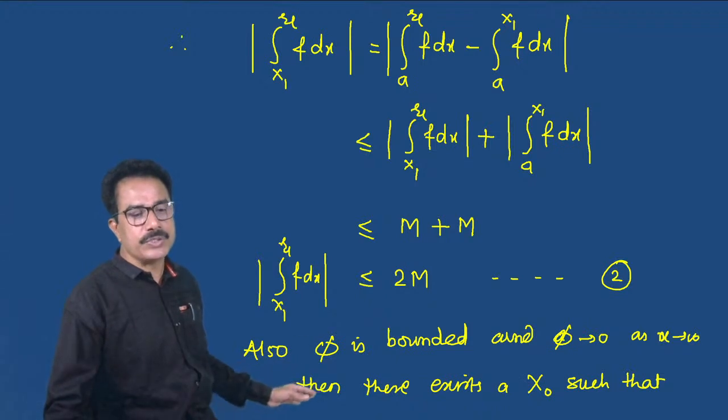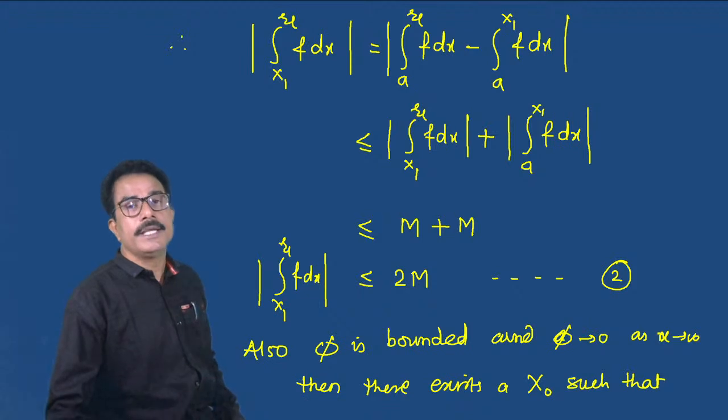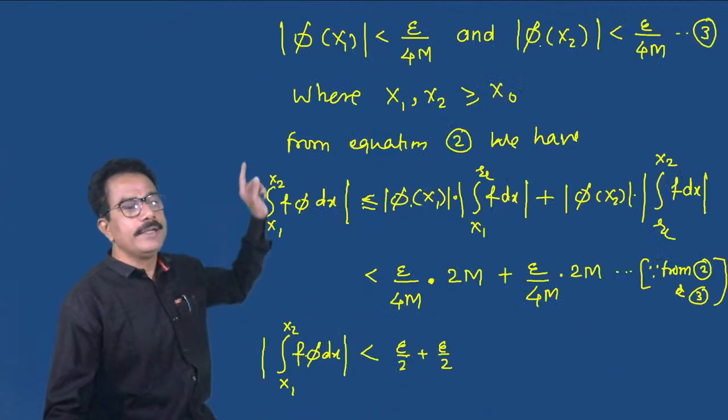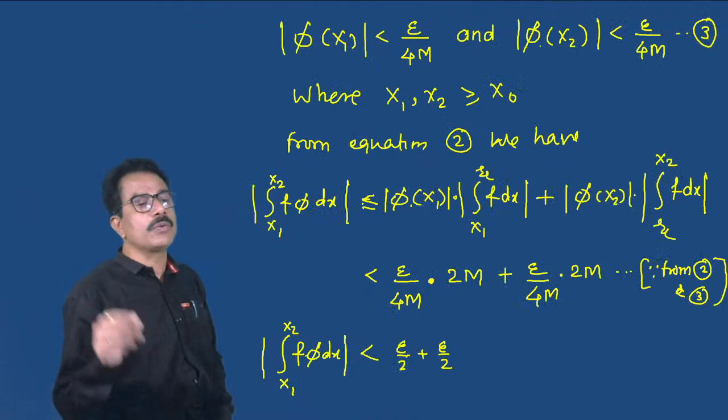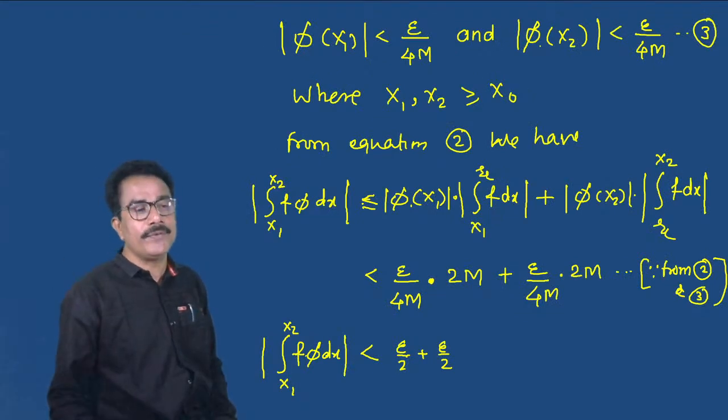Also, if phi is bounded and phi tends to 0 as x tends to infinity, then there exists a number x naught such that the modulus of phi of x naught is less than epsilon divided by 4M.